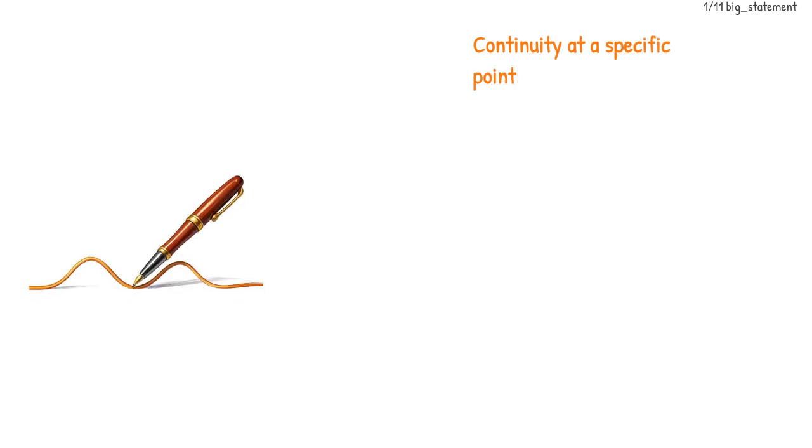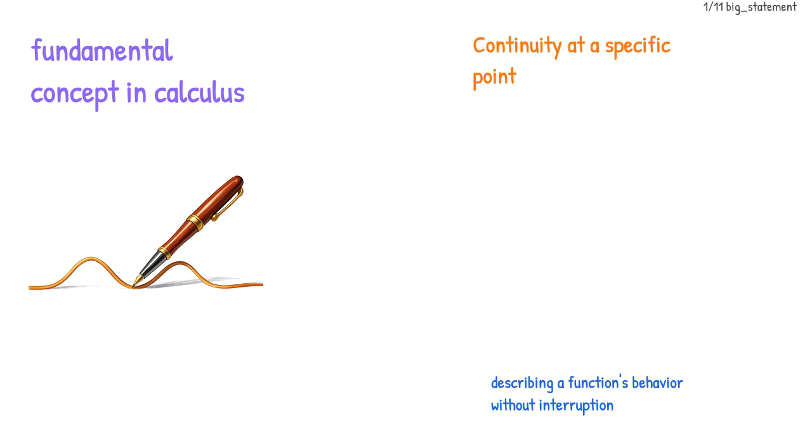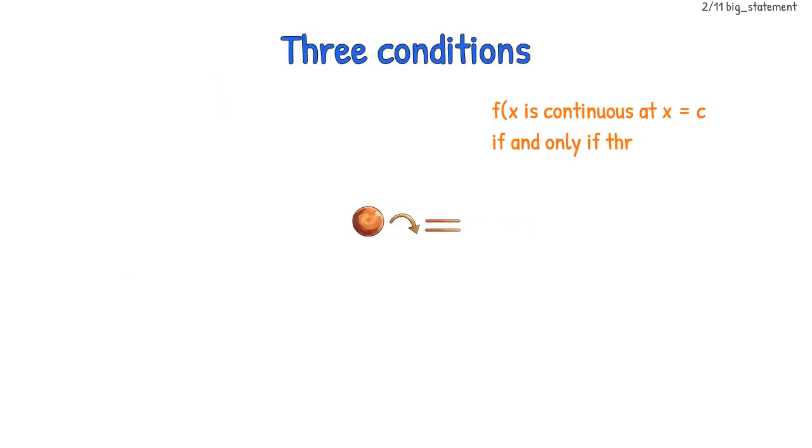Continuity at a specific point is a fundamental concept in calculus, describing a function's behavior without interruption at that location. Intuitively, a function is continuous at a point if you can draw its graph at that point without lifting your pen. Formally, a function f(x) is continuous at x = c if and only if three conditions are satisfied simultaneously. First, f(c) is defined.